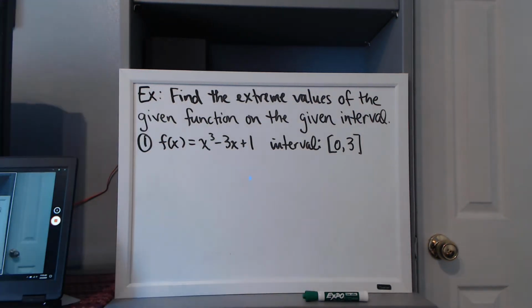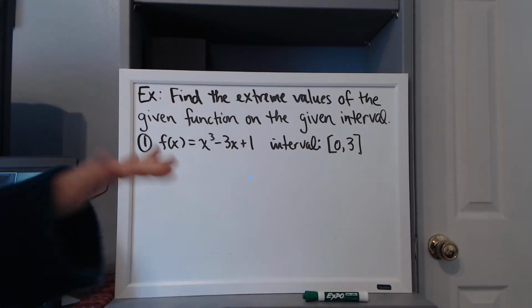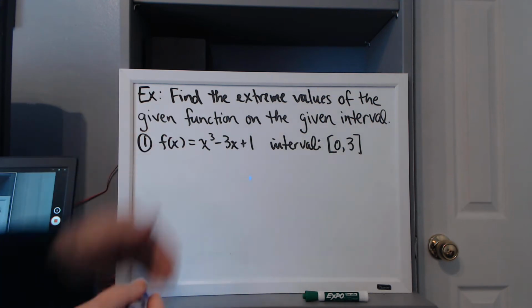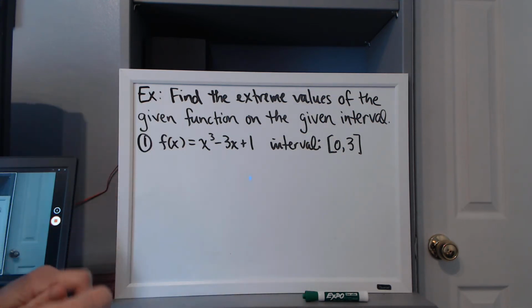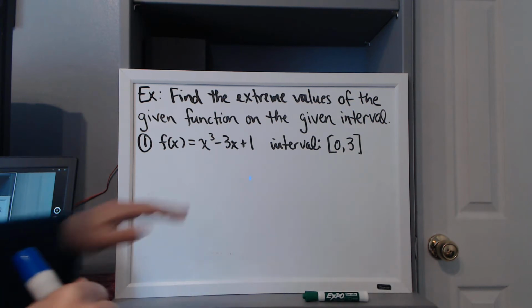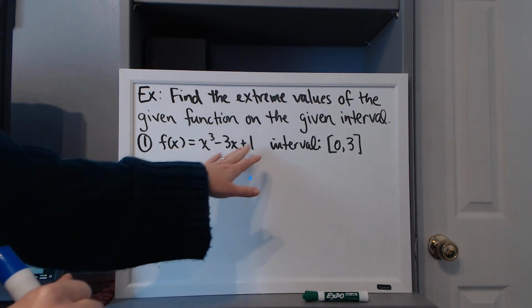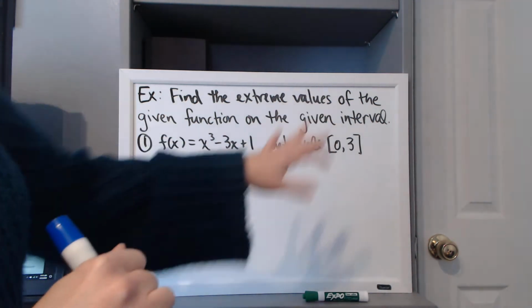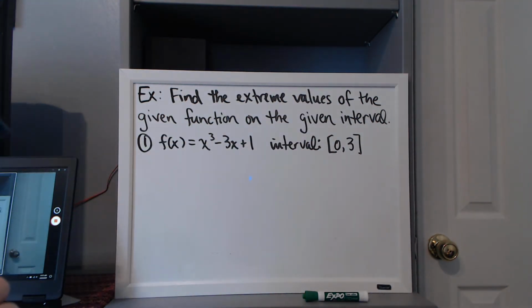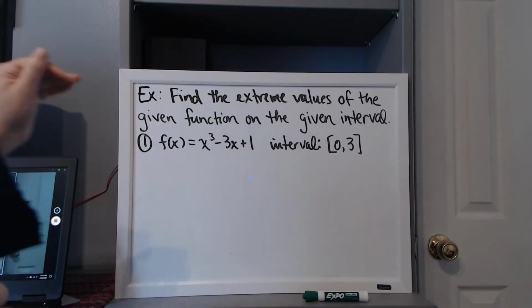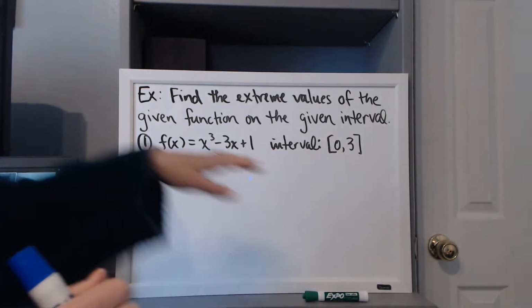All right, now we are on to finding the extreme values of a given function on a given interval. This is from our key idea at the end of the section here. Our first function is f of x equals x cubed minus 3x plus 1, and our interval is 0 to 3. And if you look on the steps, the first thing we're going to do is evaluate the function at each of the endpoints.